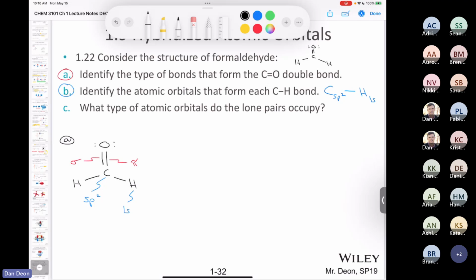And then part C asks you, what type of atomic orbitals do the lone pairs occupy? So let me just redraw the molecule again. If we look at the oxygen, it's got one double bond and 2 lone pairs. What's the hybridization of the oxygen? It's not a trick question or anything. sp2, right? Because it's got 3 regions of electron density, 1 double bond and 2 lone pairs. So it's sp2, and therefore, what type of atomic orbitals do the lone pairs occupy? The answer is they are in sp2 orbitals.